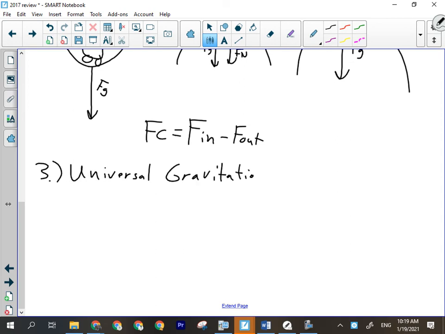Because understanding how gravity worked would lead us to satellite motion and gravitational fields and the rest of the unit. Okay, so universal gravitation talked about how the force of gravity is related to the universal gravitational constant, the two masses that are interacting, and the square of their separation distance.